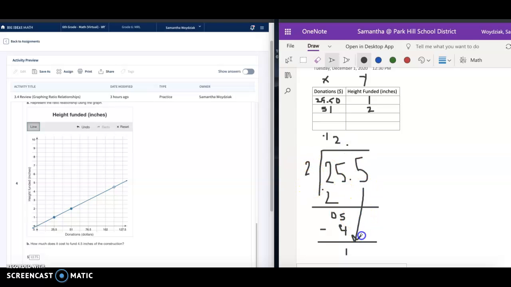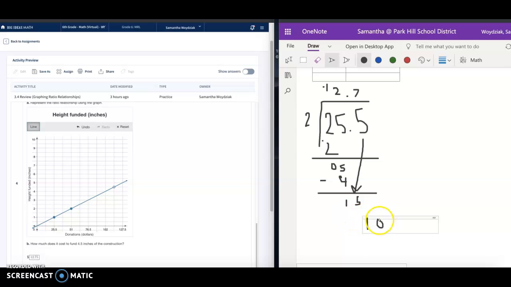And when I bring down, I'm left with 15. So 2 goes into 15 7 times. And sorry, I'm not sure what this is doing here. And it equals 14. And that leaves us with 1. Well, the problem is we can't have a remainder when we're working with decimals. So what we do remember is we add a 0 because 25 and 5/10 is the same as 25 and 50 hundredths. And we bring that 0 down. And 2 goes into 10 5 times.